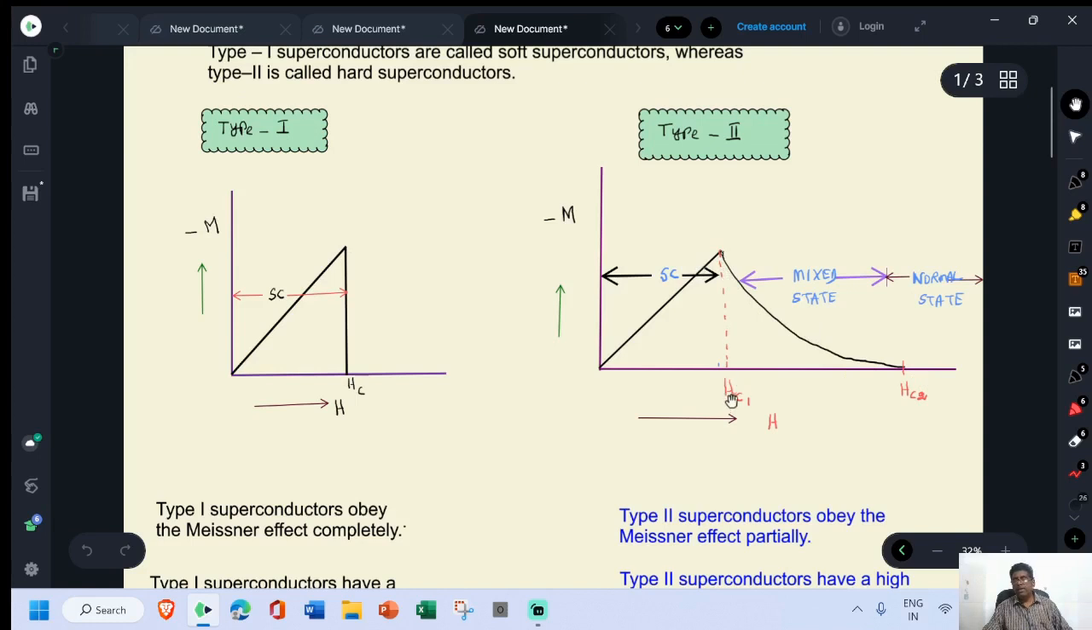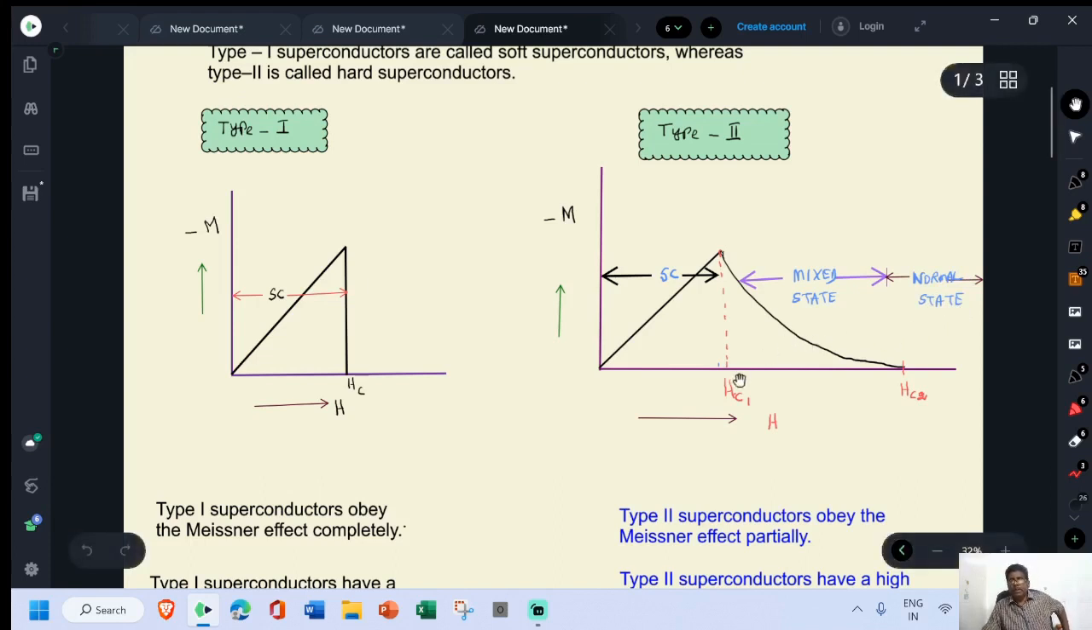If the field value is greater than HC1, the magnetic field lines start to penetrate. In between HC1 and HC2, the substance is in the mixed state, partially superconducting, partially normal conducting. Once the field exceeds the value of the second critical field HC2, it switches over to the normal state. The material is a normal conductor.